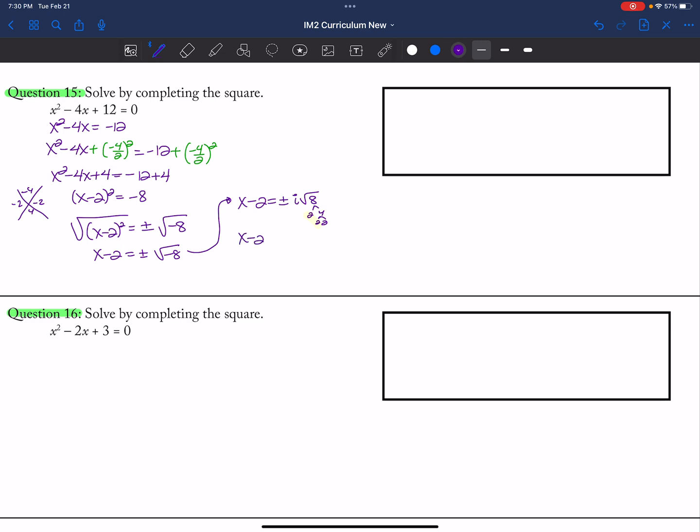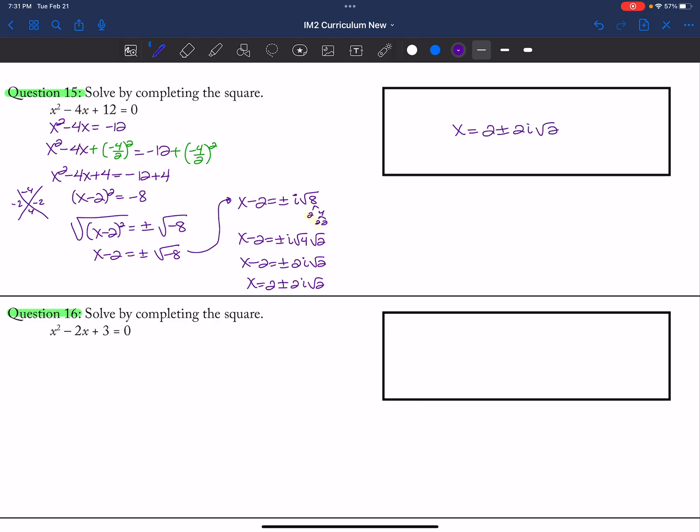So x minus 2 is equal to plus or minus i root 4 root 2. So x minus 2 is equal to plus or minus 2i root 2. So now I add 2. There's a lot of 2's. So 2 plus or minus... my pencil is struggling right now. X is equal to 2 plus or minus 2i root 2. There's a lot of 2's in this one. It's kind of annoying. 2i root 2.